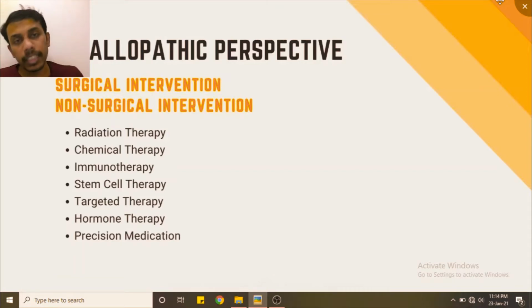Second is non-surgical interventions, where they infuse a lot of chemicals and put radiations for the cells to die and remove the excess of proliferated cells from the place. Well, this is a very tedious process and it leads to a lot of other negative effects like loss of hair, loss of skin cells and many other things.